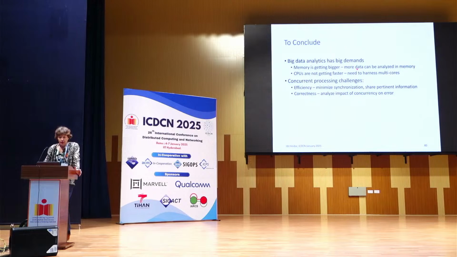So, conclusion: big data analytics is important. It has a market share. It's widely used, and as memory is getting bigger, CPUs are not getting faster. They're just becoming more numerous. So concurrent processing is going to be important, and the challenges we address are efficiency, which we get by minimizing synchronization and sharing pertinent information.